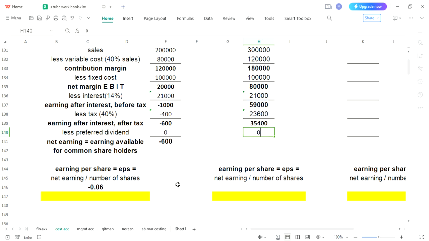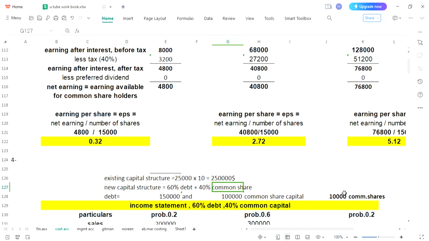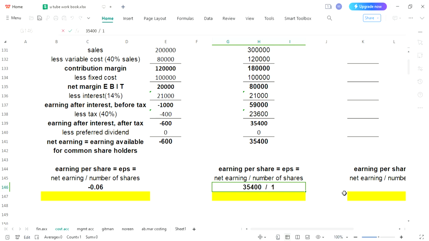No preferred dividend is present in the question. So we will now calculate earning available for common shareholders by subtracting preferred dividend from previous income. Previous income 35,400, no dividend, so it means earning available for common shareholders is 35,400, and we are now able to calculate our earning per share, for which we need 35,400, your earning available for common shareholders, and we will divide it by the number of shares mentioned over here, 10,000. So you are just going to divide it by 10,000.